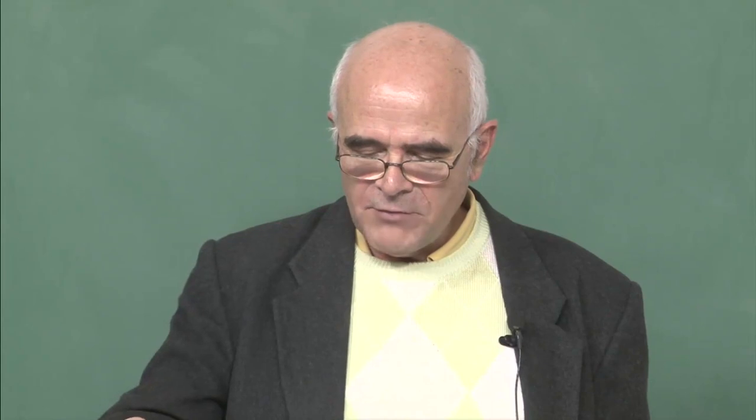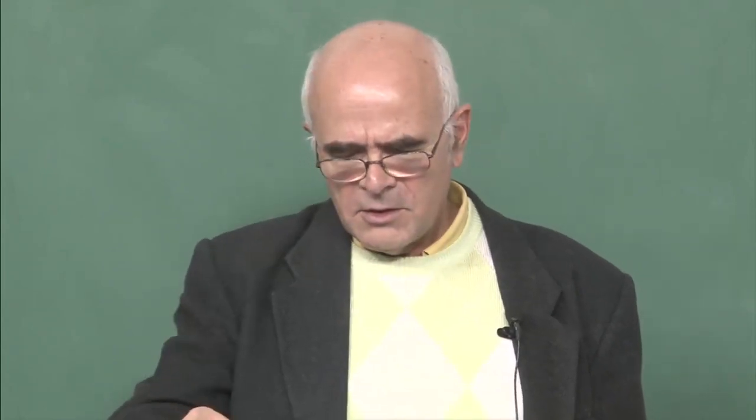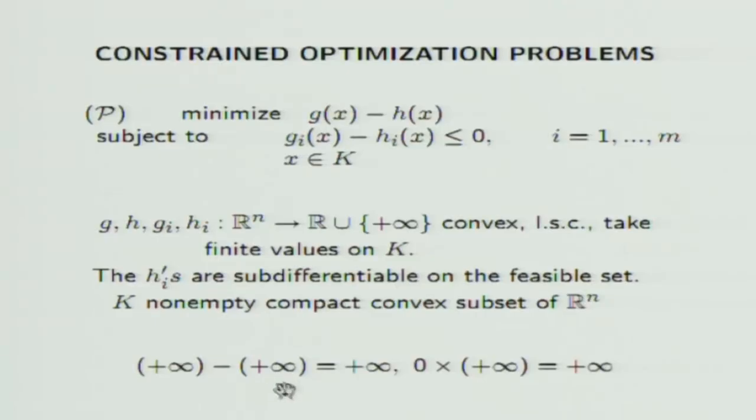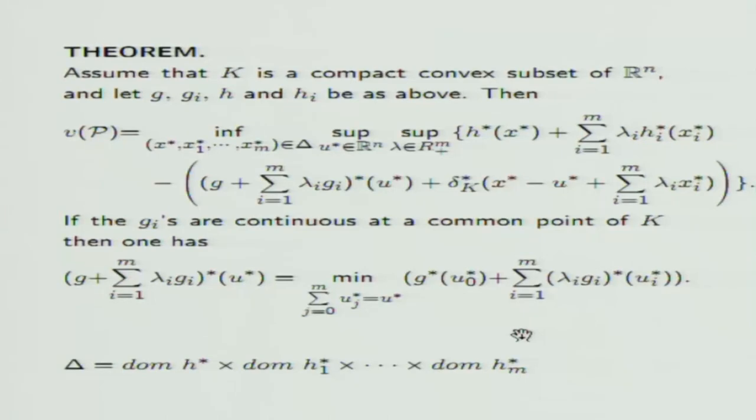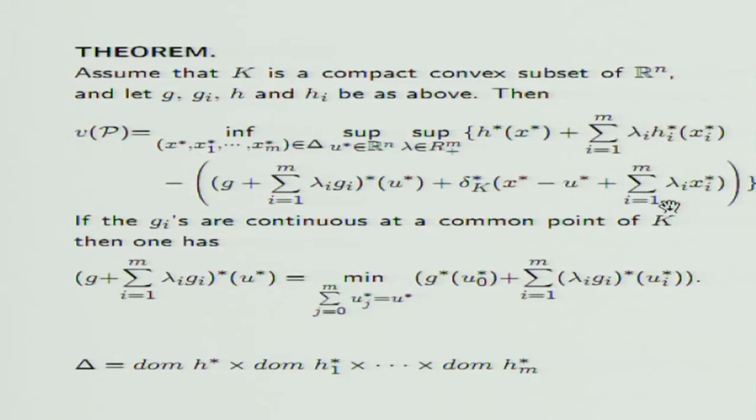Here you have the precise assumptions on the functions we are considering and the convention which will be used in the formulas we are going to see. Then we have this complicated expression, which is the duality result. V of P means here the optimal value of the primal problem. And here you have a dual problem, which is expressed in terms of the conjugates of the data.